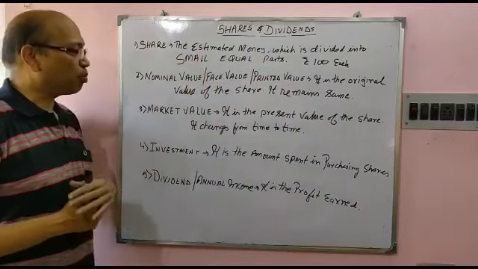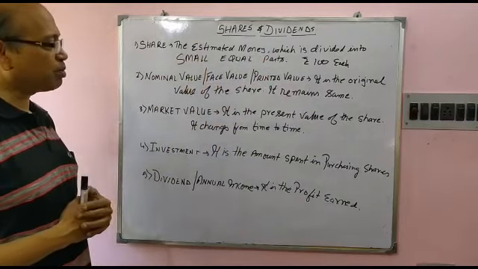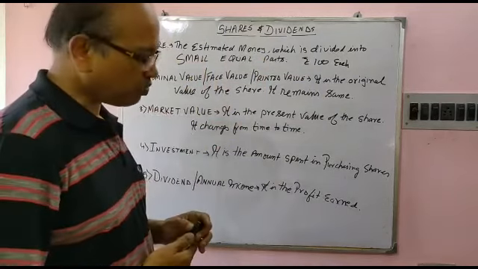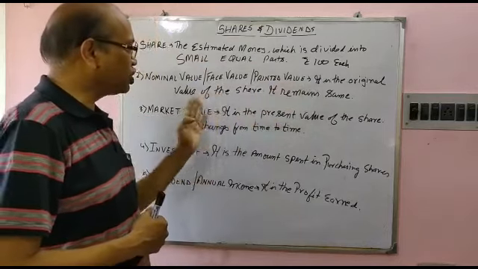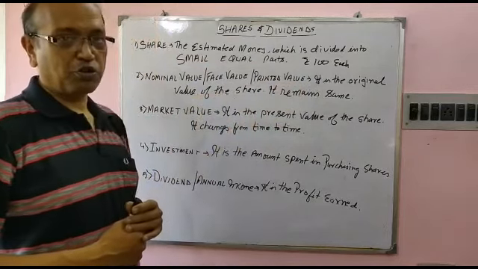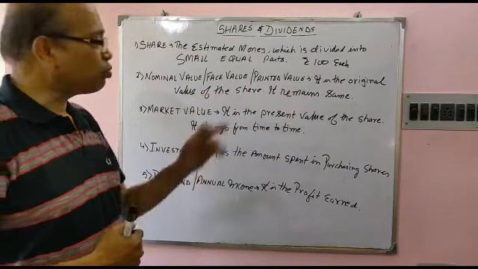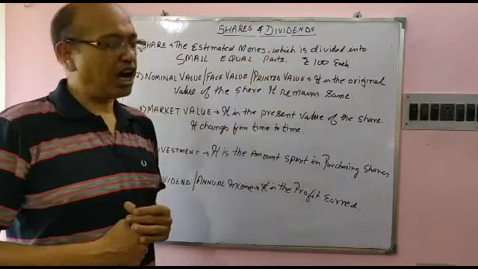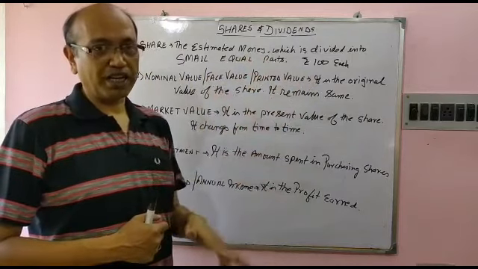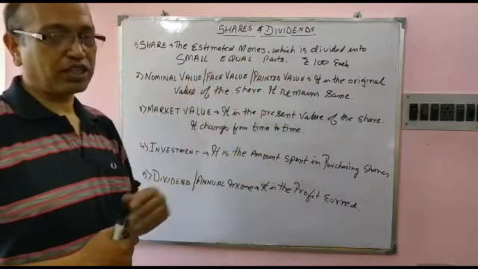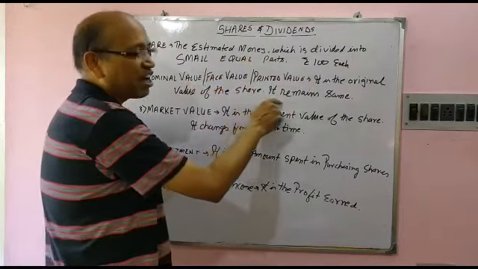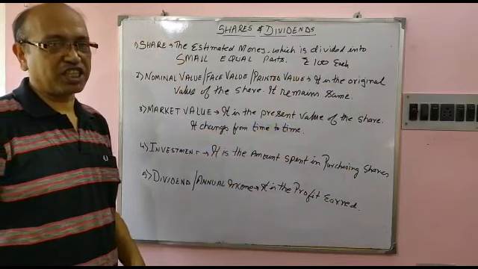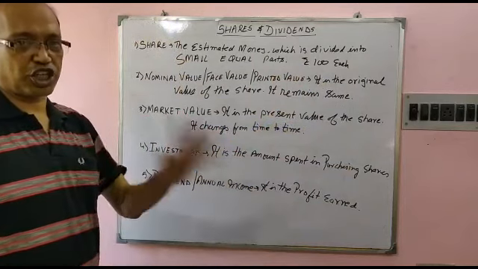Then comes nominal value. It is also sometimes known as face value or printed value. It is the original value of the share. What do you mean by original value? The value of the small part. Here in this case it was 100 rupees. That is the small part. So that value is known as nominal value. It remains the same, it does not change. This is fixed.